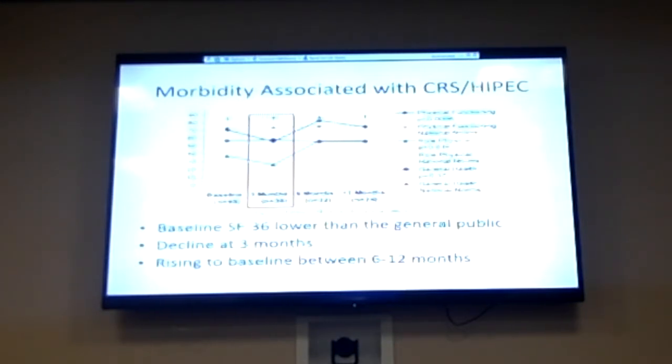So I think one of the major points of the talk should be that this is a morbid procedure, and there has to be good preoperative counseling. So this is a study looking at functional status.